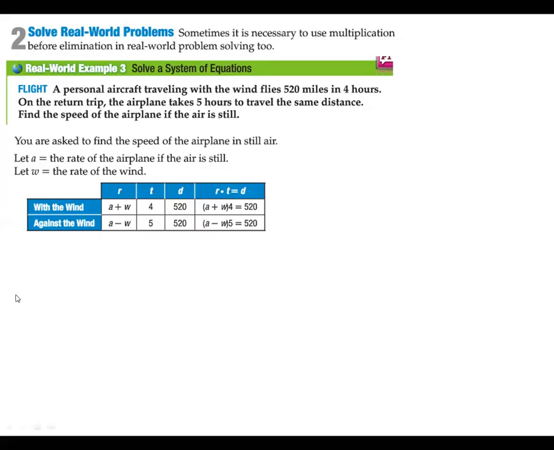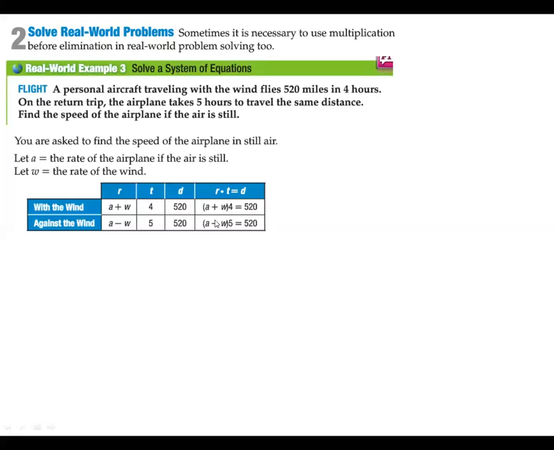That's your distance. Okay? But if I'm flying against the wind, it's fighting me, slowing me down. Okay? So I have my speed in the airplane that I'm going, but the wind is pushing against it, slowing me down. So that's why we're subtracting the speed of the wind. And that's why it took longer, because the wind is slowing the airplane down. Okay? So the speed of the airplane minus the speed of the wind, it's going to take 5 hours to go 520 miles. So A minus W is the rate.